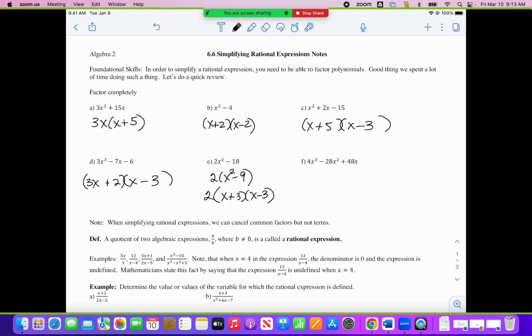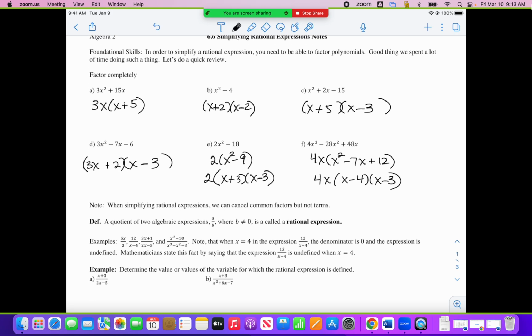All right, then Humera, what's the GCF in letter F? 4x, and that's going to leave me with what? X squared minus 7x plus 12. And then Gabe, what were your final factors? 4x times x minus 4 and x minus 3. All right, we got it. So factoring is going to be foundational to this half of chapter 6.